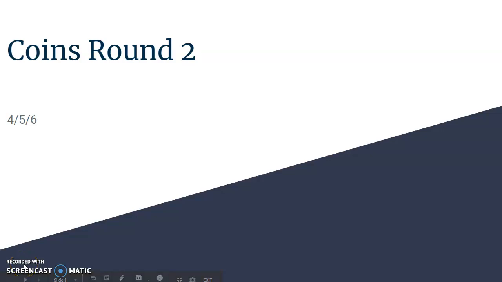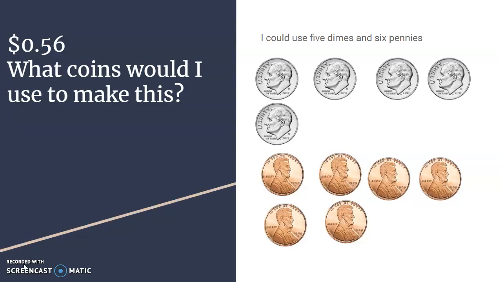Okay, so today we are talking about coins round 2. First off, we're going to start talking about how to make an amount when you're given a number.